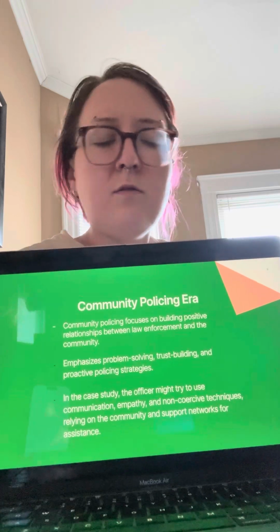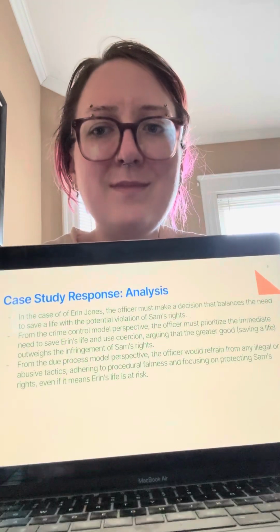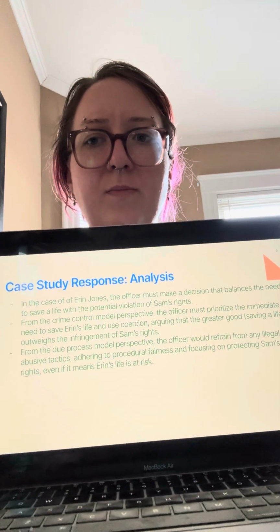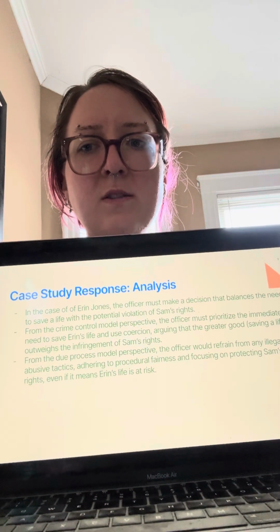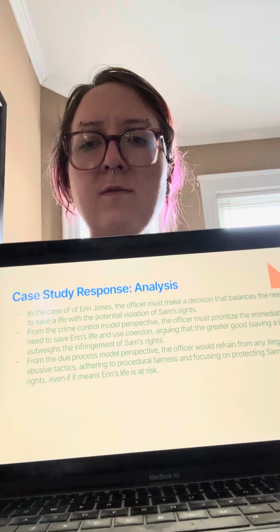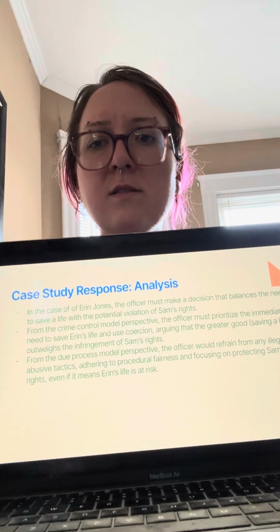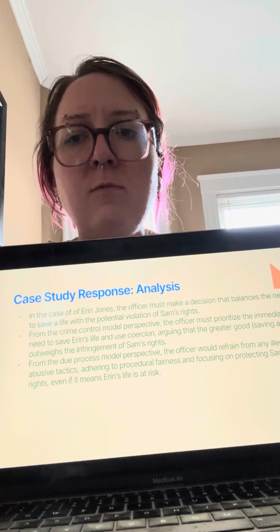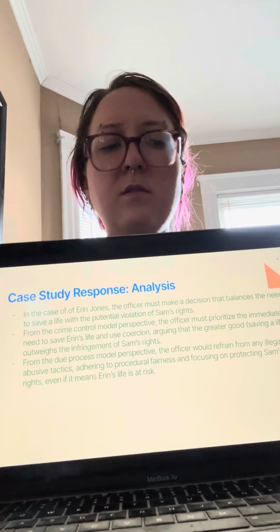In this situation, time is running out and the officer is torn between 2 models: upholding Sam's rights through due process or saving Aaron through a more aggressive crime control approach. Sam has a disturbing history and is showing no remorse, so the officer must consider how far to go to save Aaron while staying within legal and ethical boundaries.